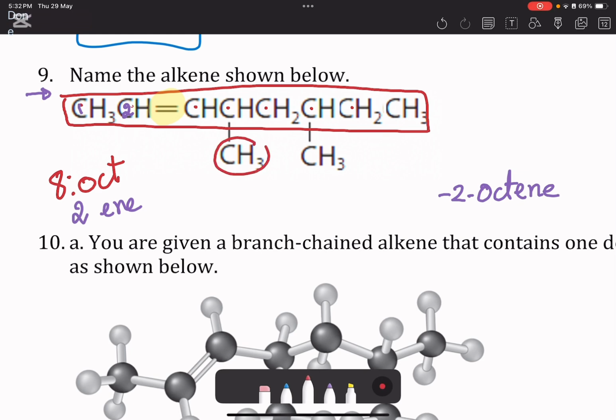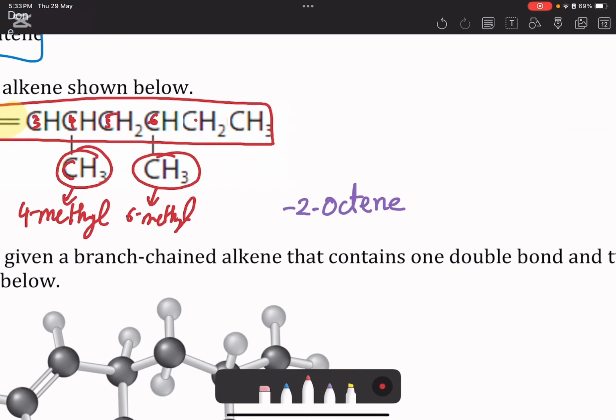Again, I have 2 branches. Each branch is of 1 carbon. So that would be a methyl on the 4th carbon, and then another methyl on the 6th carbon. So therefore, the name is going to be 4, 6. Since this is the same naming, I'll put the numbers together and say dimethyl 2-octene.